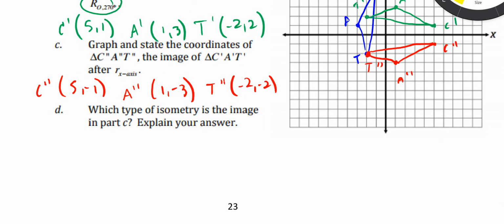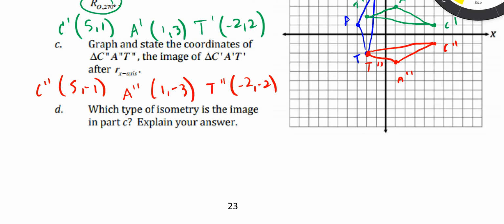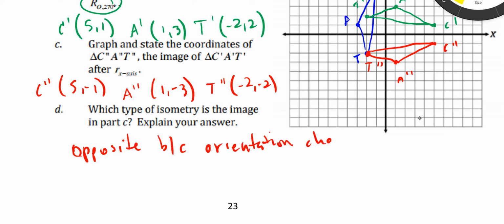What type of isometry is your answer in part C? Well, part C was a reflection, so that would be an opposite isometry, because the orientation changes.